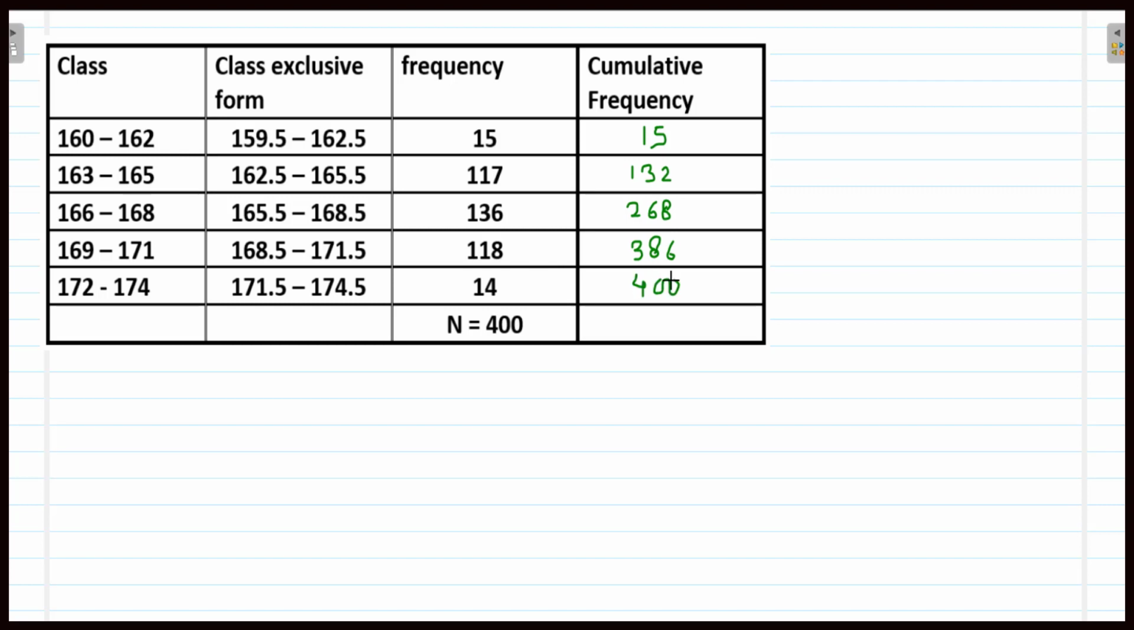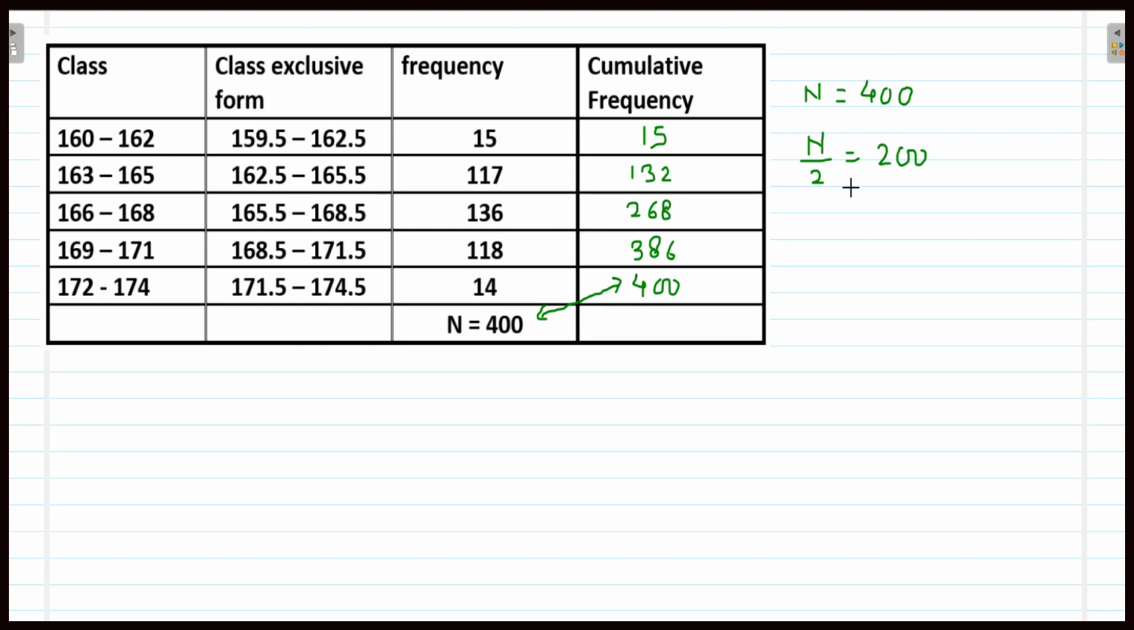So here friends, as I told you, always check this last cumulative frequency and the total number of frequency. If these are equal, we can say that all the cumulative frequencies are correct. So first we got n is equal to 400, the total of the frequency. Then we take n by 2. N by 2 means 400 by 2, that is 200.